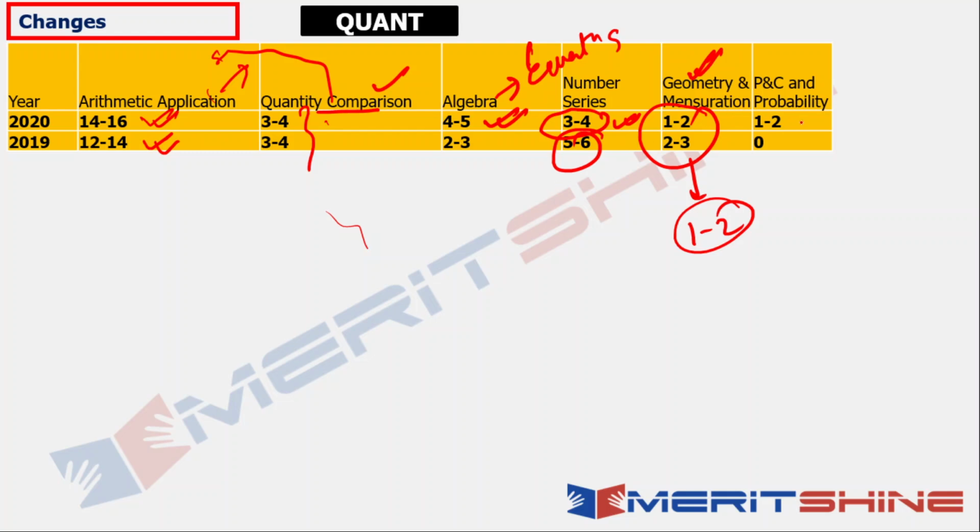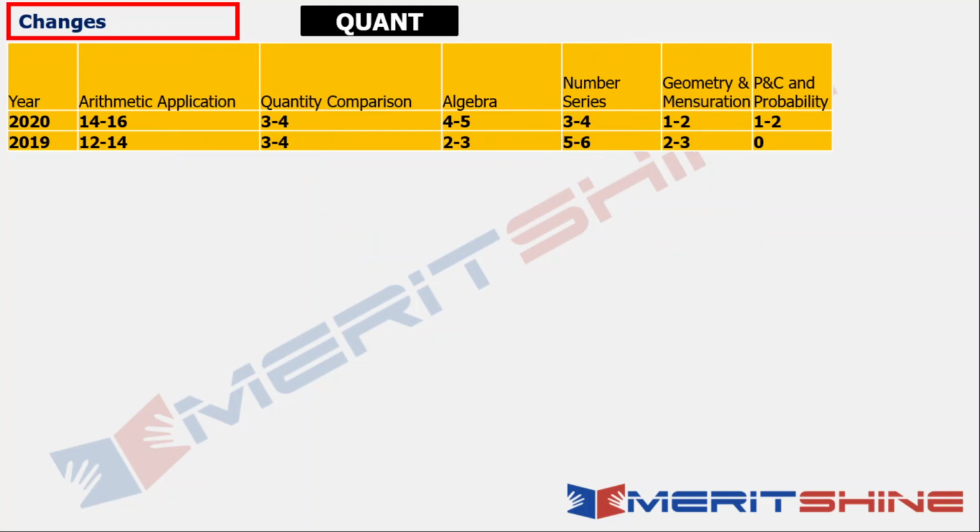PNC and probability, there had been 1 question or 2 questions. The report was not clear based on that. Now you must be thinking, where is data interpretation, data sufficiency? You see, all of these, if you have noticed, make 30 or more or less 30. So where is data interpretation, data sufficiency?